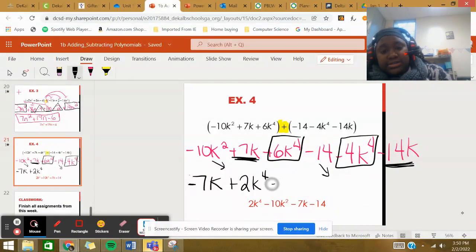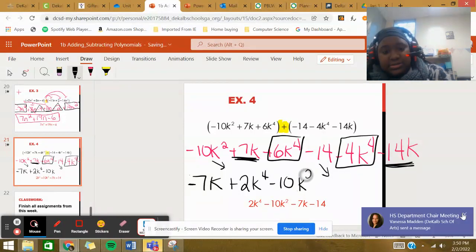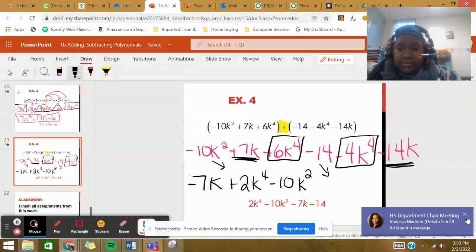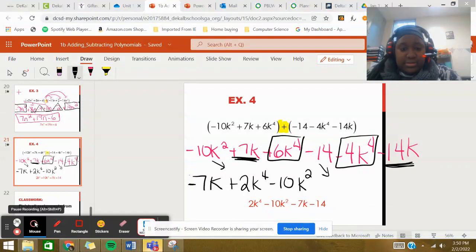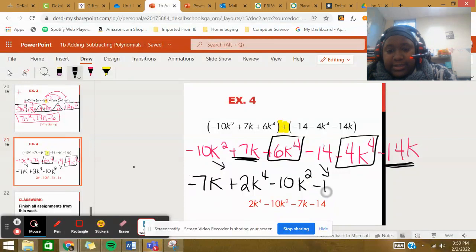So now I've got minus 10k squared. Ooh, that was sloppy. The k is an exponent. Minus 10k squared. And then minus 14. Okay. Now, the only thing that's wrong with this is that it needs to be in standard form.